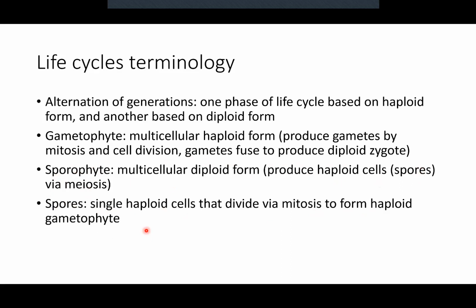So I find life cycles to be a little confusing, just because there can be a lot of terminology introduced into it. But the key thing to understand is how to go between gametophyte and sporophyte forms. And you can follow this with the changes between haploid and diploid forms, and then also following the patterns of mitosis versus meiosis.